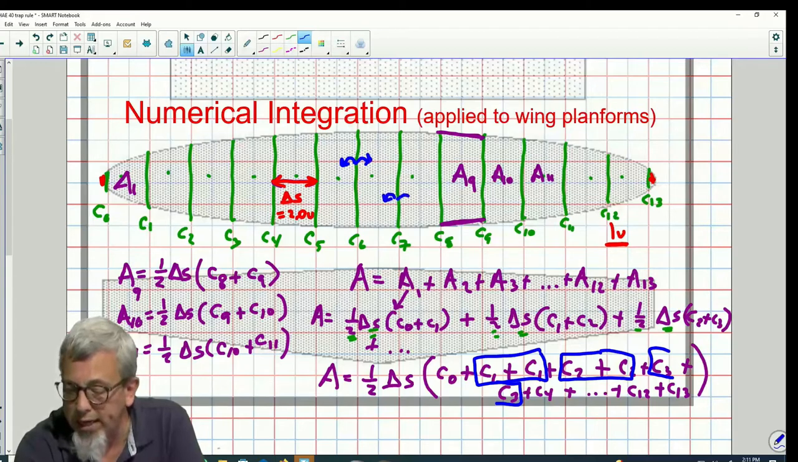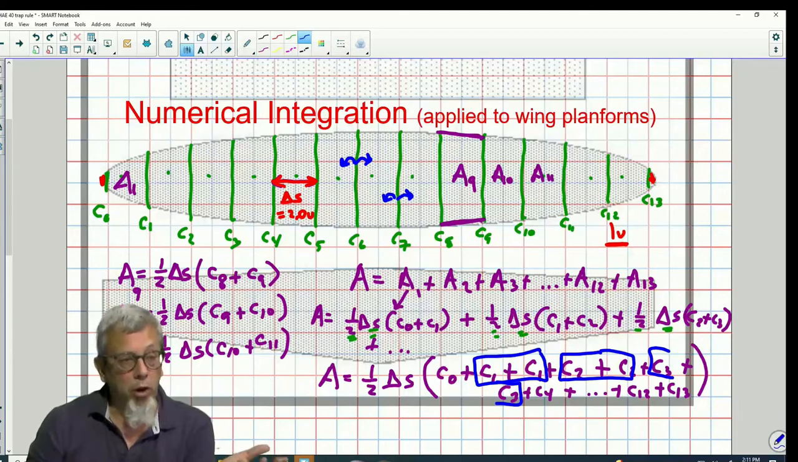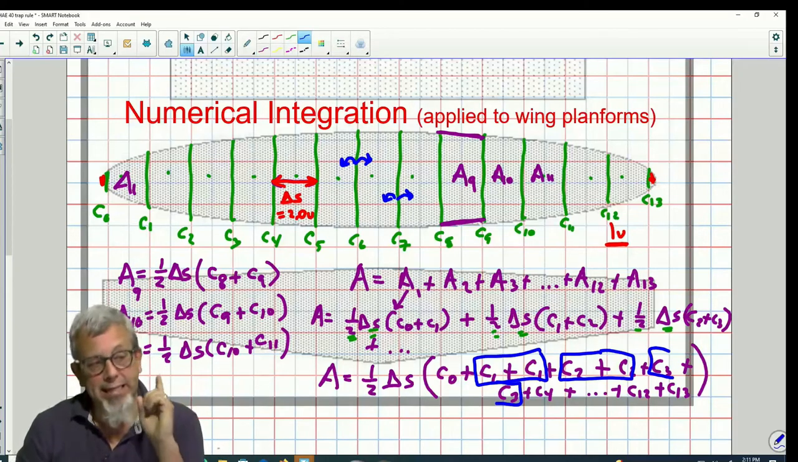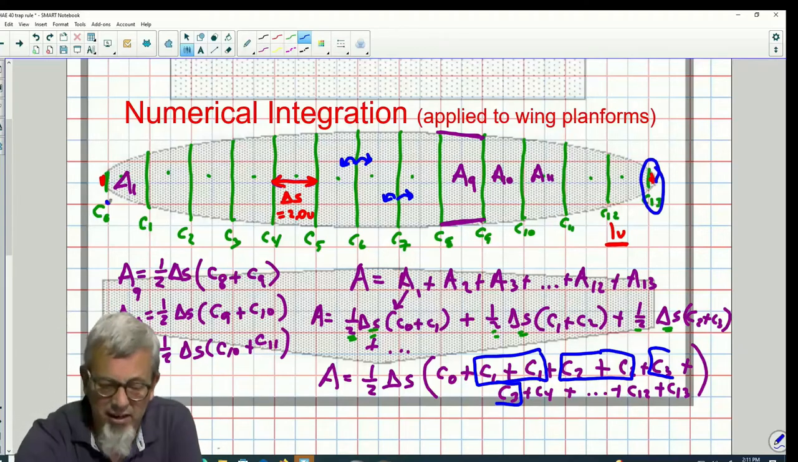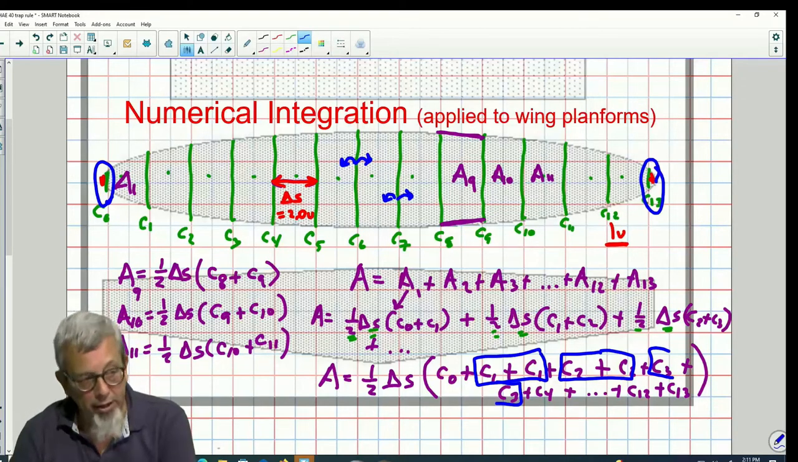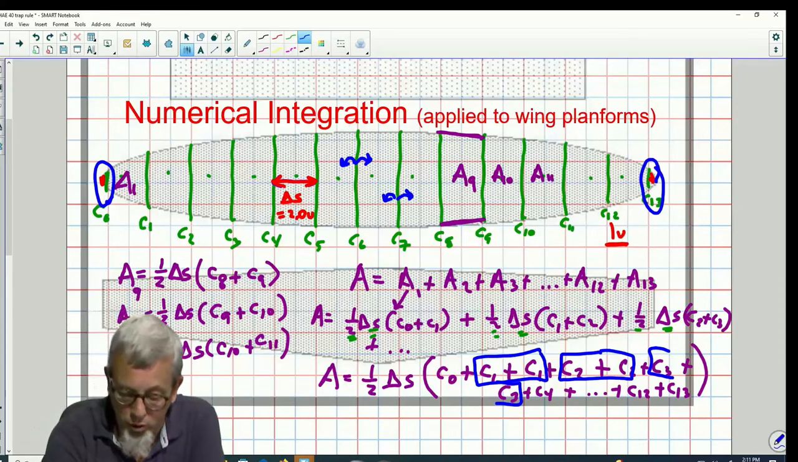They count twice because they count once for the one that's to their left, and once for the one that's to their right. All of them get counted twice except for the ones at the end, the C0 and the C13. And this pattern leads to something we call the trapezoidal rule.